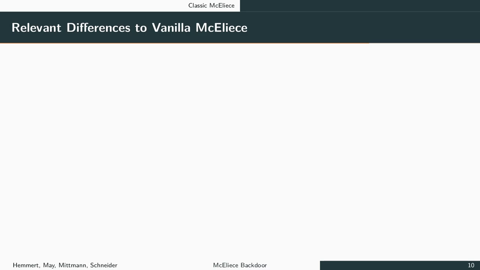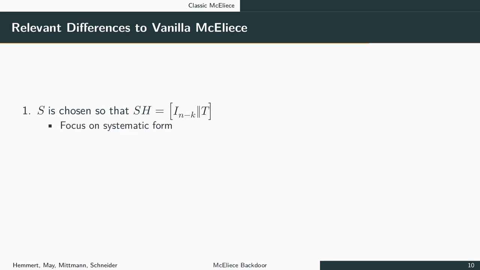While the previously shown vanilla McEliece left many things unspecified, for example, how to exactly choose a code, the classic McEliece submission describes nearly everything in close detail. We won't describe the whole submission here, but instead summarize the changes that are important for our backdoor. The first change is that S is chosen deterministically so that the product of S and the parity check matrix has systematic form. This allows for a smaller public key as the first n-k columns are implicitly known, but it requires that the rank of these columns is maximal.